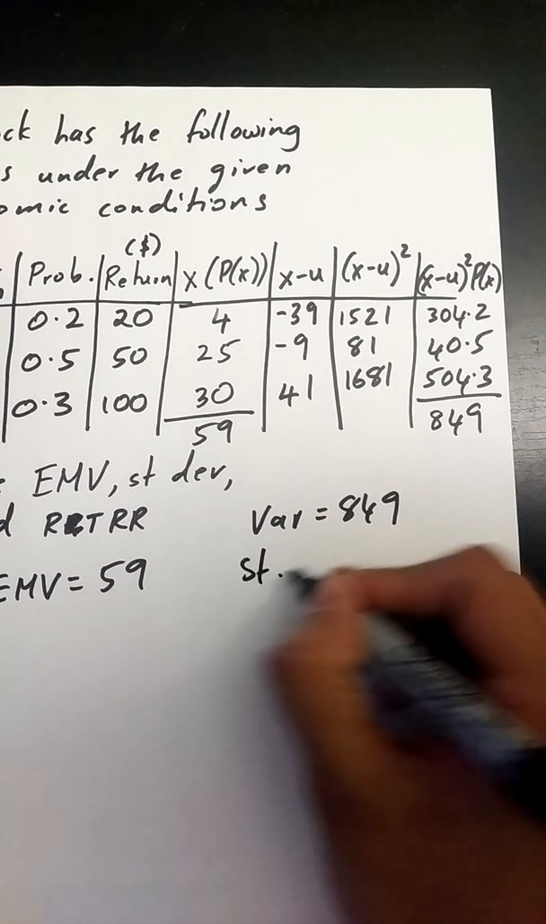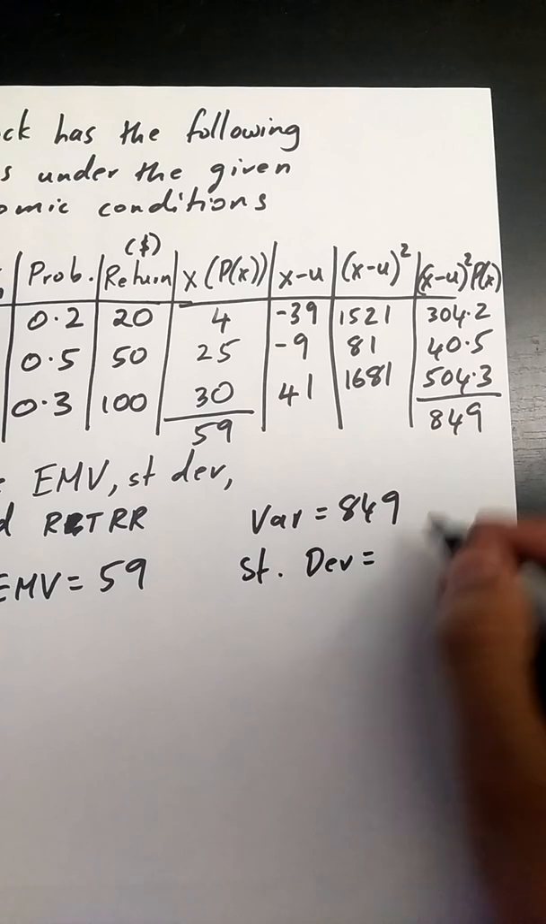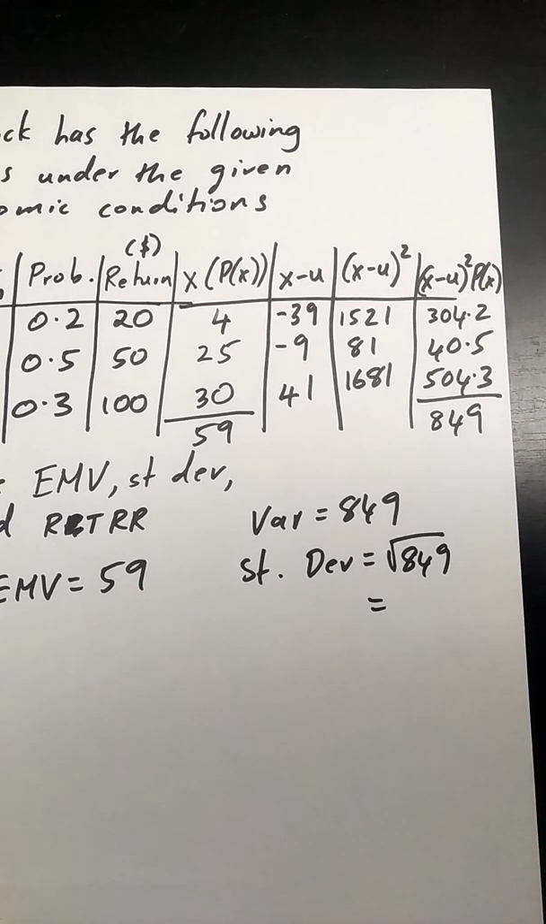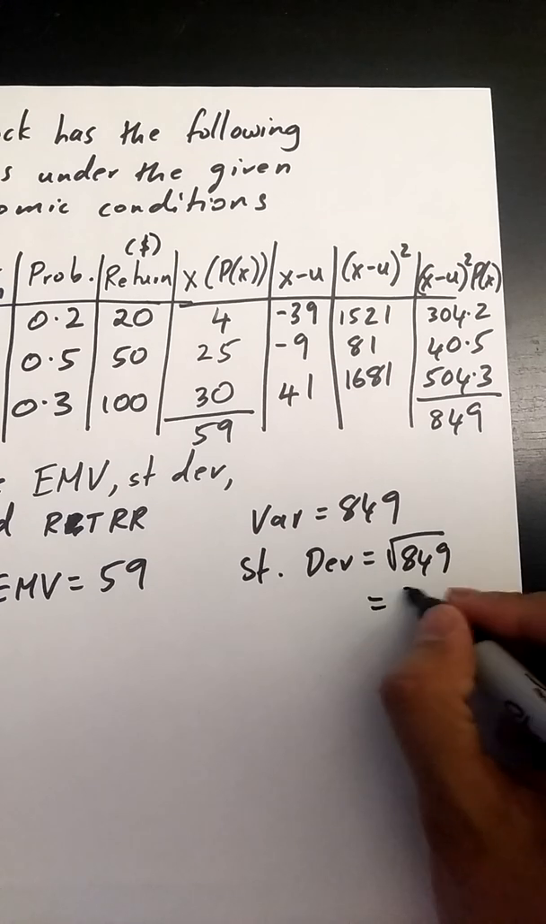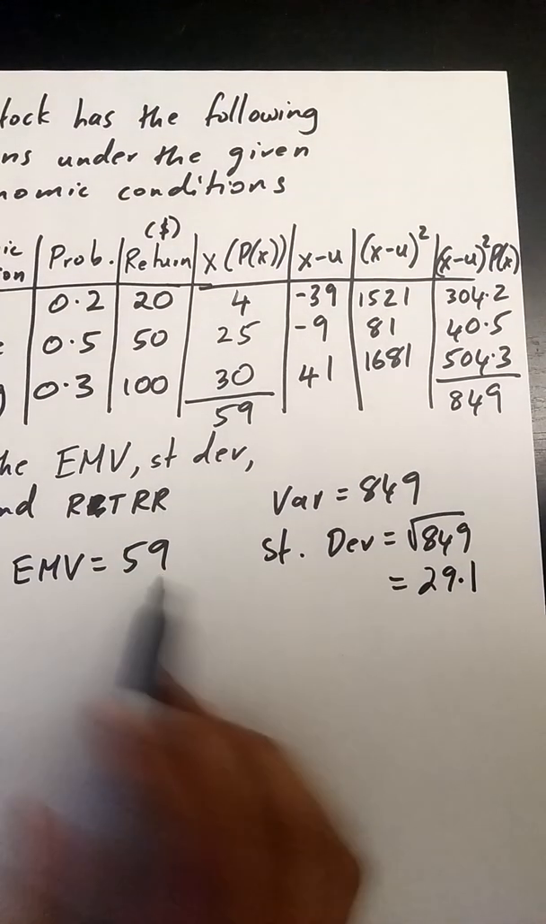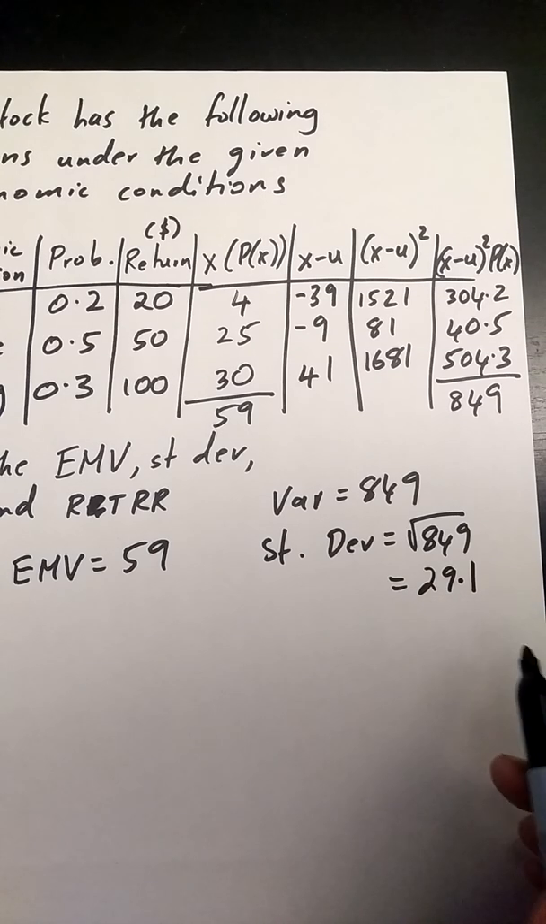My standard deviation is just the square root of my variance, which is 29.1. So I have my EMV is 59, my standard deviation is 29.1.